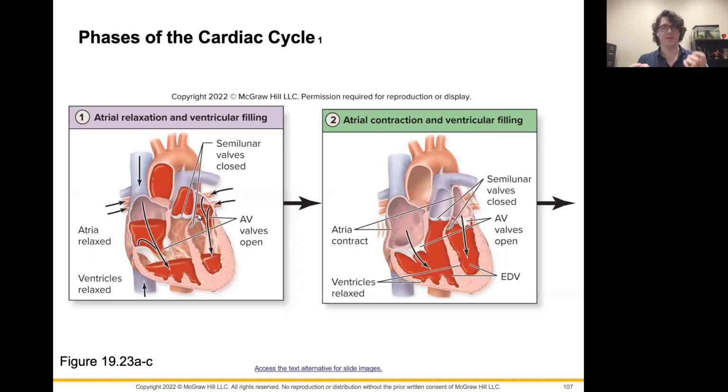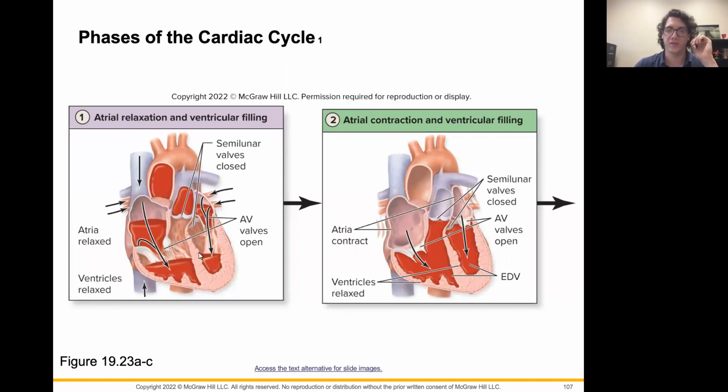ventricles. Imagine a cup with a hole in the bottom. Even if you have a cup with a hole in the bottom, you can still pour enough water into that cup that, even if water's coming out the bottom, the cup is still going to fill, okay? So that's basically what's happening here in this first step.